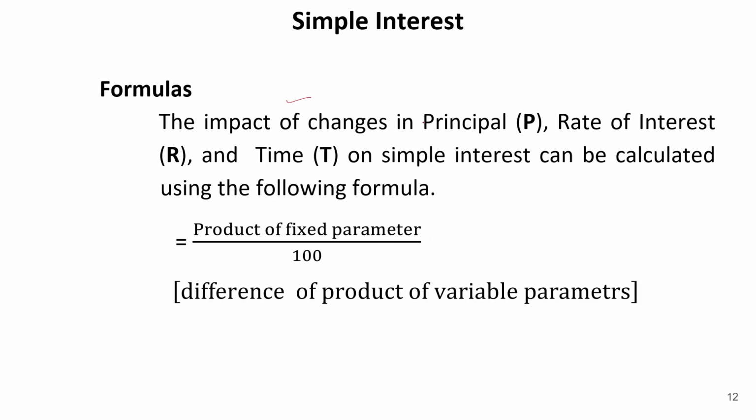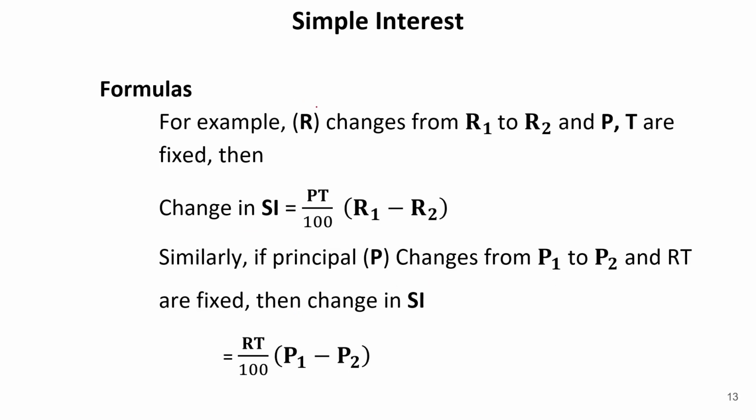The impact of changes in principal, rate of interest, and time on simple interest can be calculated using the following formula: the product of the fixed parameters divided by 100, times the difference of the variable parameters. For example, if r changes from r1 to r2, with p and t fixed, then the simple interest will be p into t whole by 100 into (r1 minus r2).